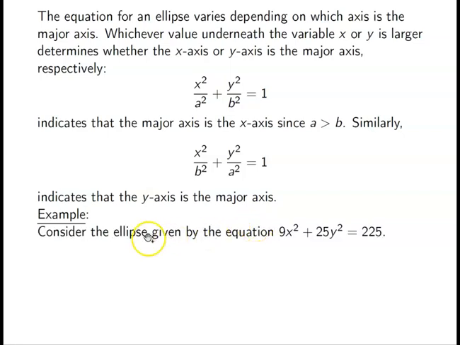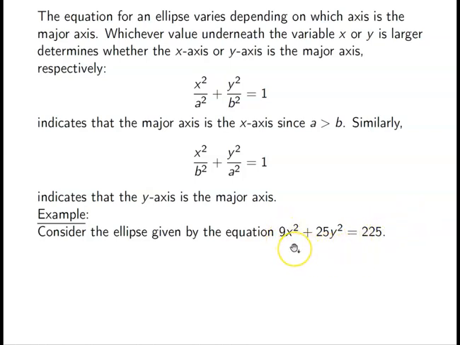So let's do an example. Let's consider the ellipse given by the equation 9x squared plus 25y squared equals 225. This is not in standard form. If you just looked at this, you might think it was a circle because you can see x squared and y squared equals something.